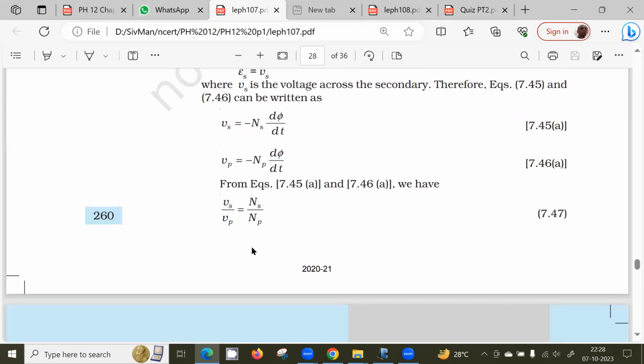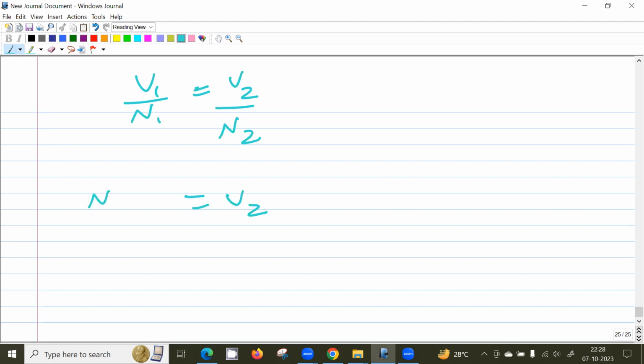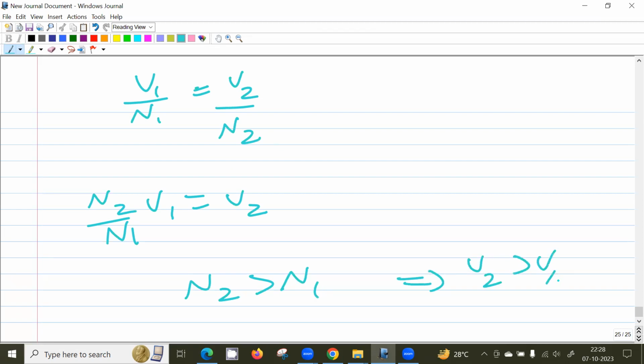So I can either increase or decrease the voltage. You can remember it as V1 by the number of turns in the first coil equals V2 by the number of turns in the second coil. If V1 is the input, then V2 is N2 divided by N1 into V1. So if the number of turns in the secondary coil is more than in the first coil, this implies that V2 is more than V1. So this is a step-up transformer.